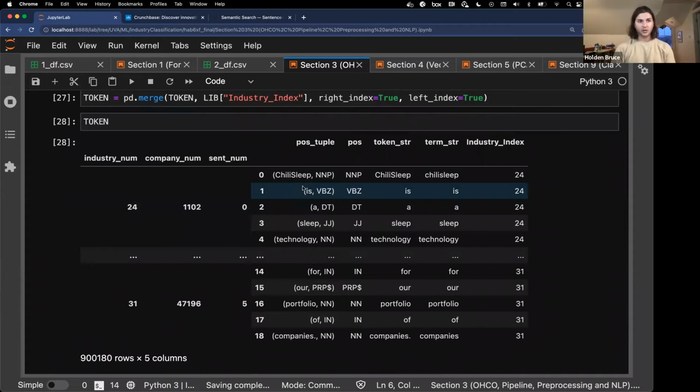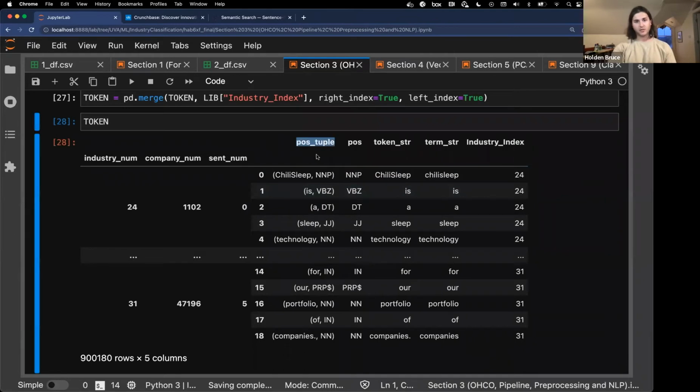In step 1, we took in just Crunchbase company-specific information, so just paragraphs about companies. And now we're left with this kind of crazy looking data frame, but there are a lot of interesting things going on here. One is something called a POS, which is a part of speech tag. And that's powered by what I think is an incredibly cool, very powerful hidden Markov model.